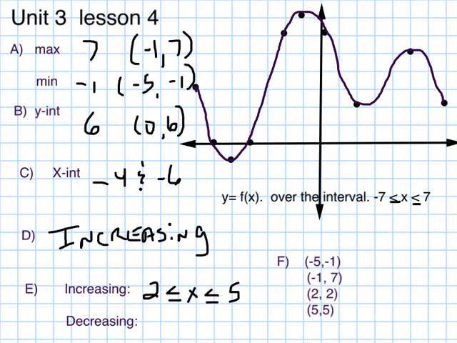So it is decreasing basically from -1. X is bigger than or equal to -1. At the same time, it has to be less than or equal to 2. So that will cover from -1 right here all the way down to 2 here. That's a decreasing interval. Right? And like I said, there's more than one answer you guys could have picked.